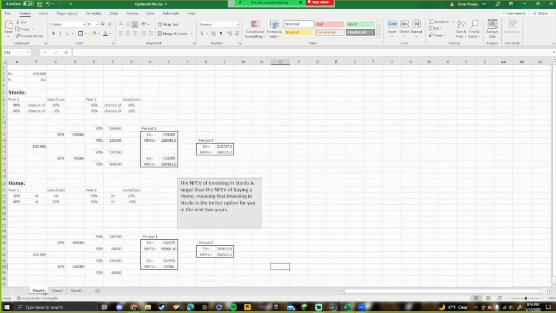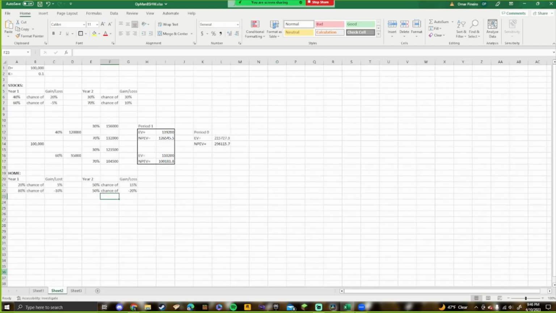Let me see something. Huh. A little confused why that's like that. Look at the homework again. May go down 10% by the chance of 80. Okay. So this is supposed to be negative.